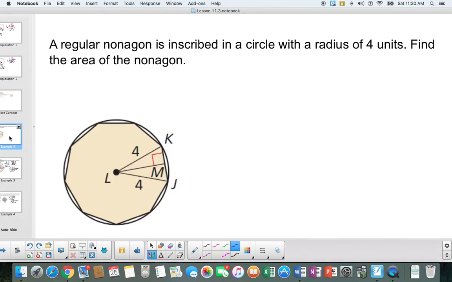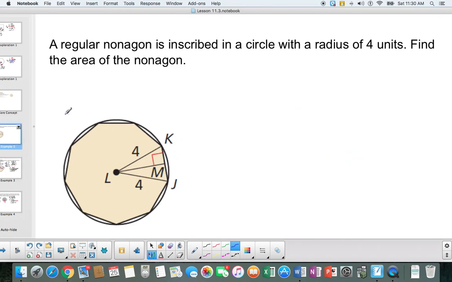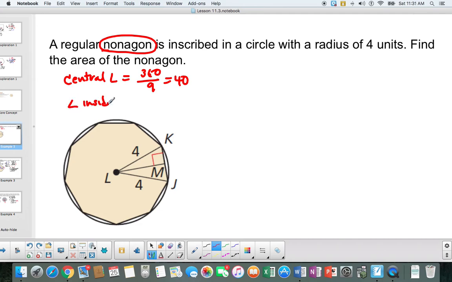All right, let's go ahead and try a problem. This is a nonagon. The first thing I want to do is find the central angle, and that'll be 360 divided by 9, which is 40. Now that's this angle from here to here. I would need to find an angle inside the right triangle, which is going to be 20 degrees. So this angle right in here is 20 degrees.